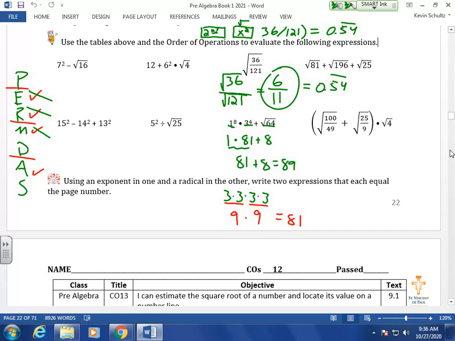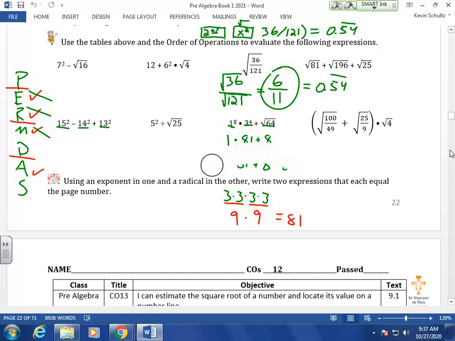So as you're going through these, make sure you are following that order of operations. Like the first one in the second row, you're going to have to square 15, square 14, then square 13. Get all those products first before you subtract or add, right? Order of operations. All right, we are running a little low on time, so let's get to that last one there.